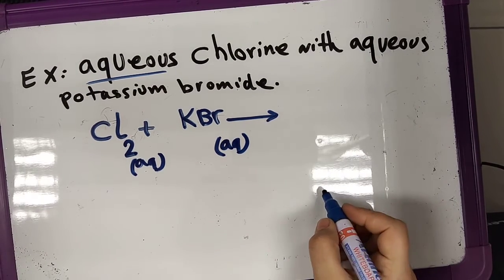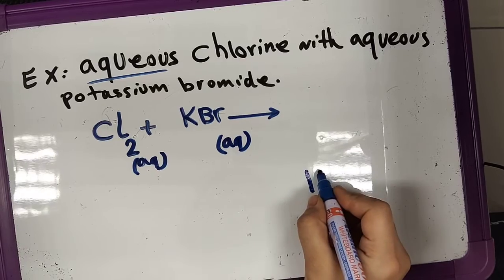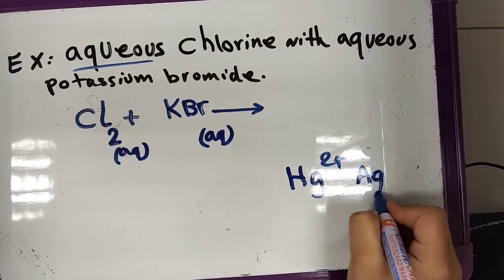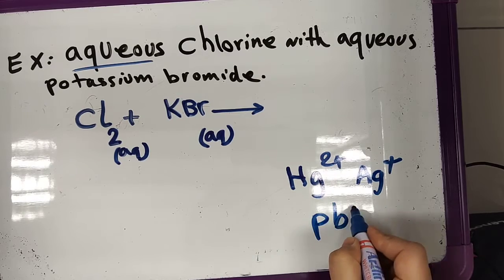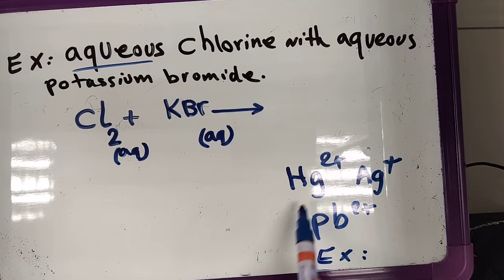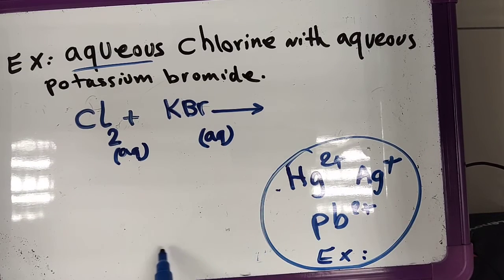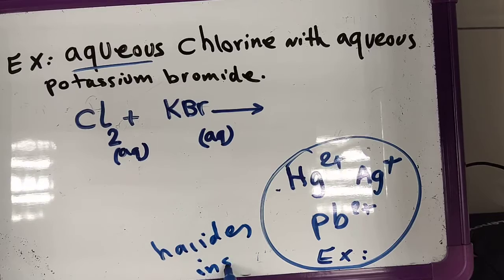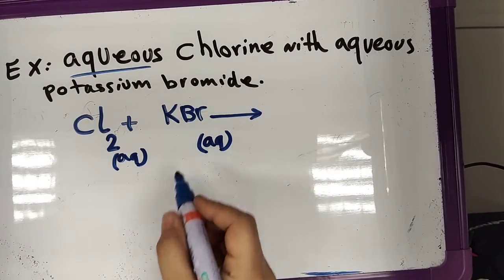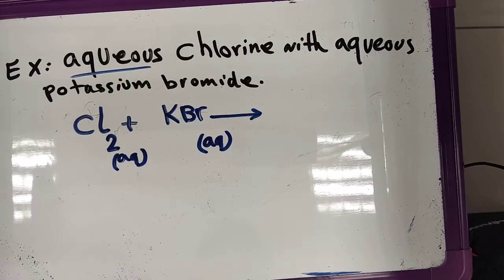All the halides are soluble except the halides of Hg2 positive, Ag positive, and Pb2 positive. These are the exceptions, they are insoluble. The halides of these ones are insoluble. The rest of the halides are soluble. So based on this description, the KBr potassium bromide should be soluble in aqueous phase.